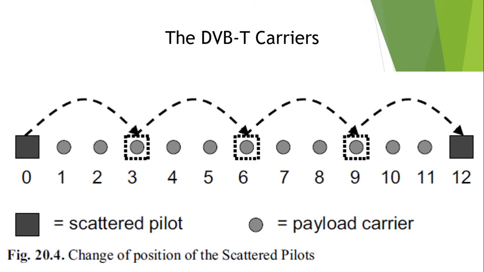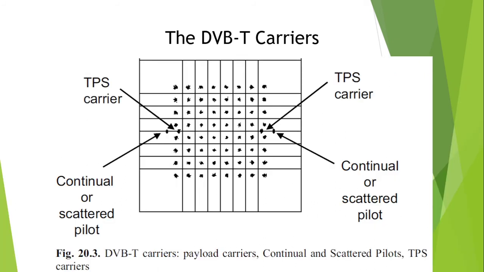Look at figure number 3. In figure number 3, the position of the pilots and the TPS carriers can be seen clearly in the 64 QAM constellation diagram. The two outer points on the y-axis correspond to the position of the continual pilots and the scattered pilots. The two inner points on the y-axis are the TPS carriers. So two outer points are the position of the continual pilots and scattered pilots. The inner points are TPS carriers.